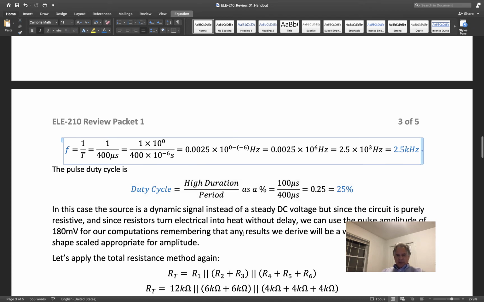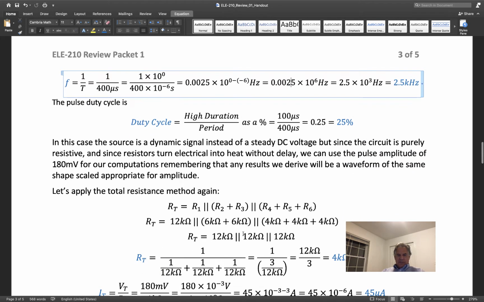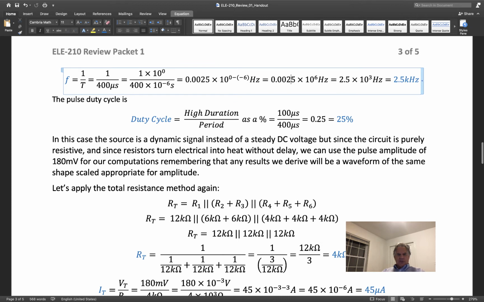The duty cycle of the pulse is, when you have these rectangular pulses, you can talk about the high duration as a percentage of the period. So we have 100 microseconds over 400 microseconds. That's a quarter, but we express it as a percentage. So you can multiply that by 100 and you get 25%.